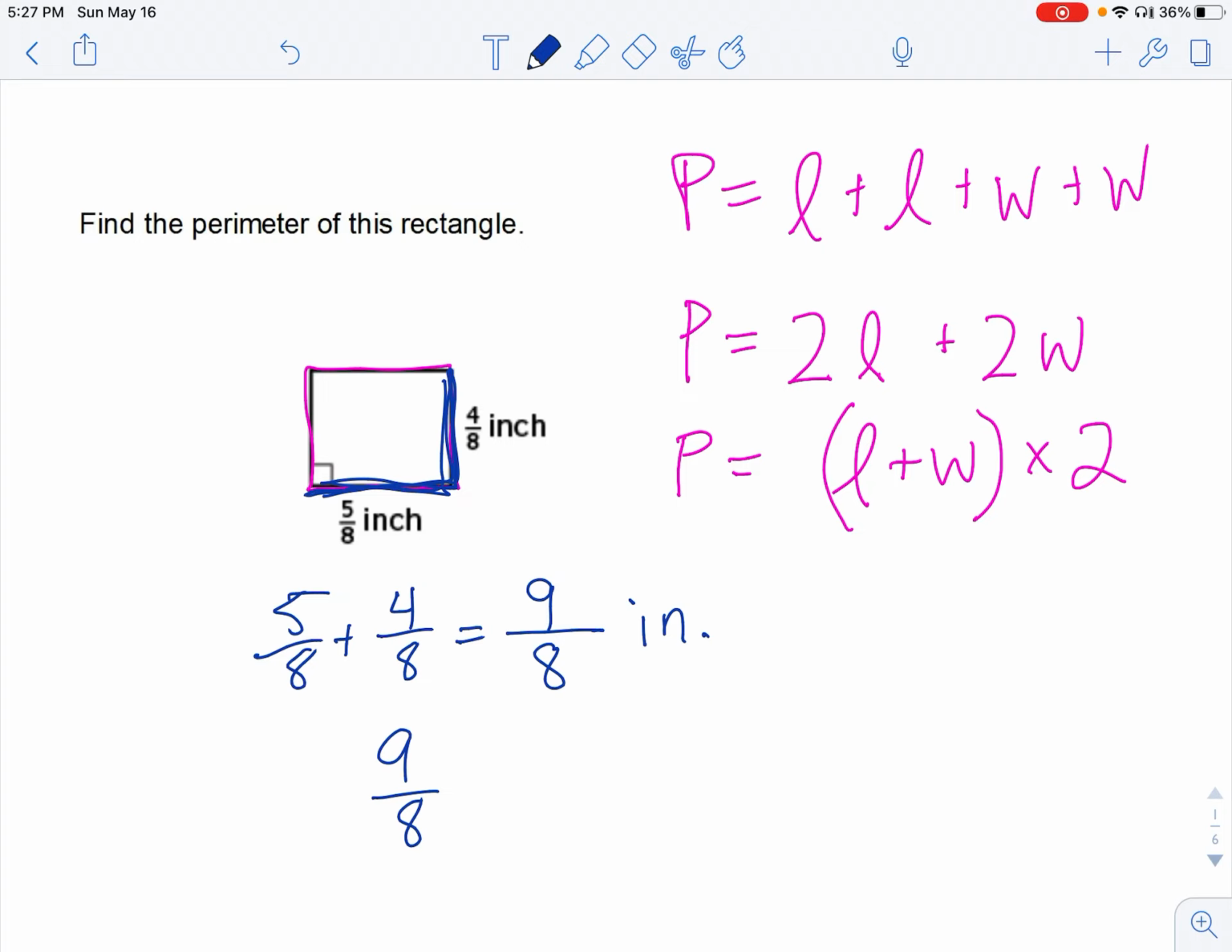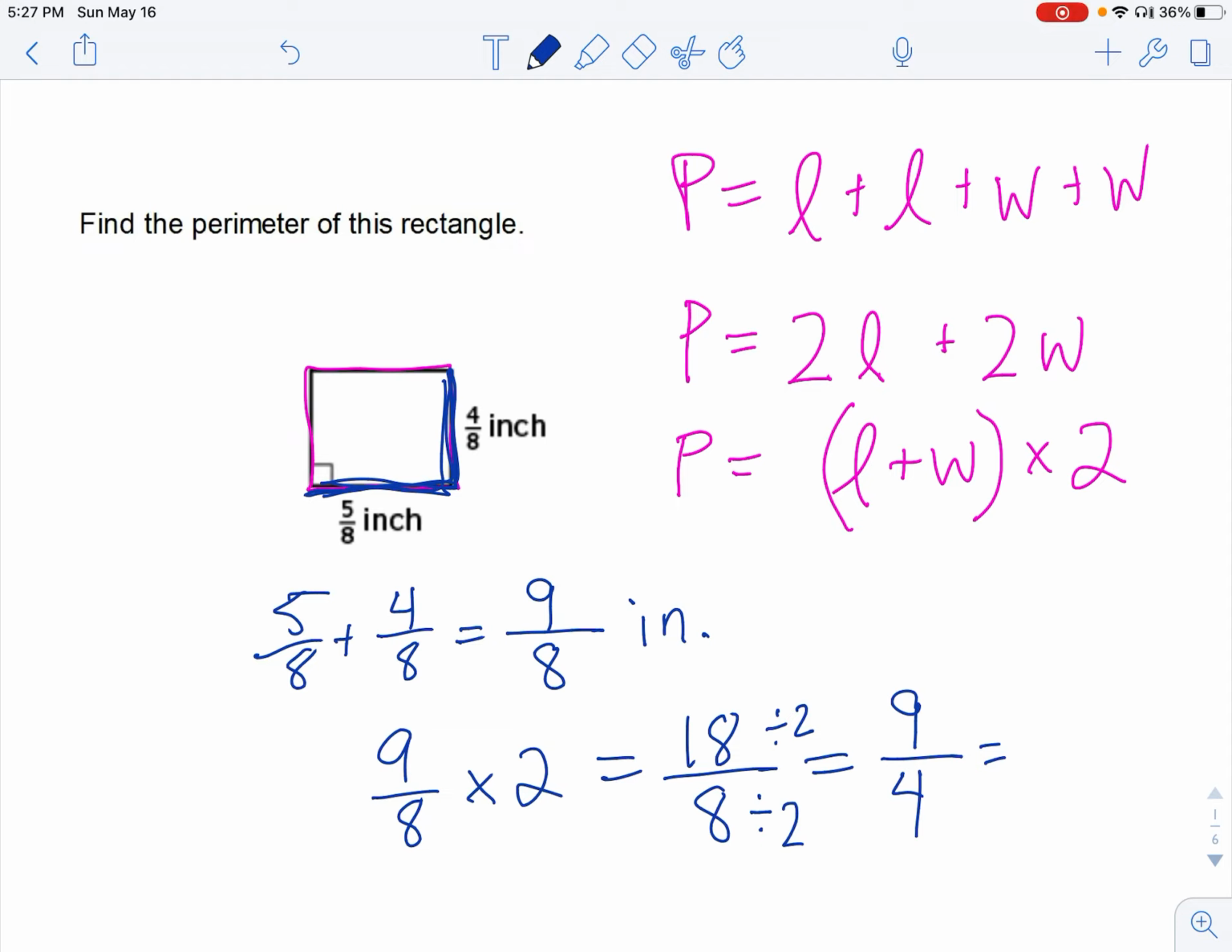So now I need to take that 9/8 and double it. So 9 times 2 is 18, and I'll keep my denominator eighths, so that we get 18/8. 18/8 would be acceptable, or I could simplify that using the power of the equivalent fractions rule. I see that both my numerator and denominator could be divided by 2. So 18 divided by 2 is 9. 8 divided by 2 is 4. 9/4 would be another acceptable answer.